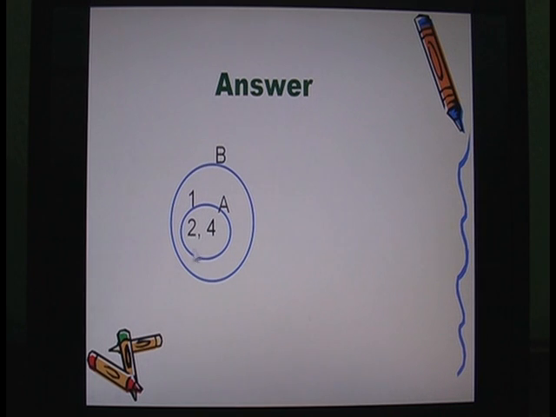The answer is 2 and 4 in set A is a subset of what? Set B. So your diagram should look like this. If your answer is wrong, go back to the example and see where you went wrong.